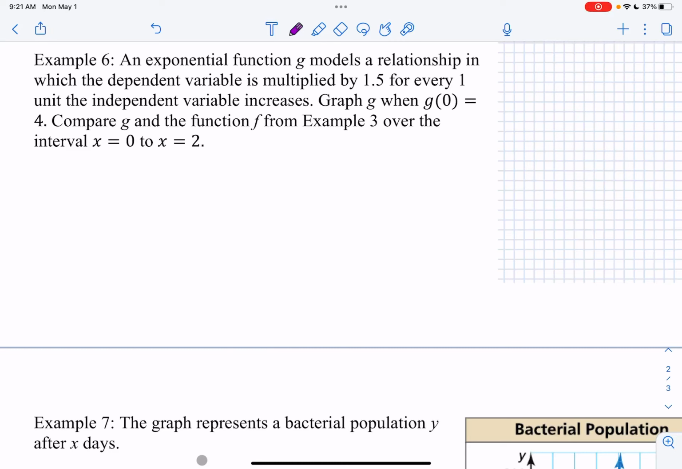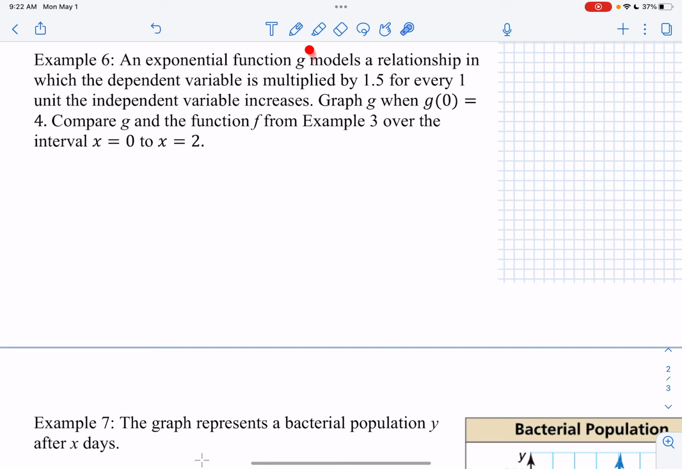Right, 6.3, part 3. Now that we've looked at what an exponential function is and how to graph it, we're going to write some. So in this next example, it gives us a lot of words, but we just need to break down what's happening. We have an exponential function g, so that's the name of our function.